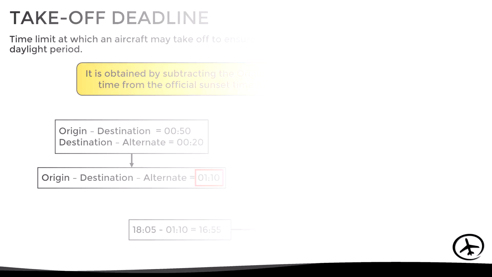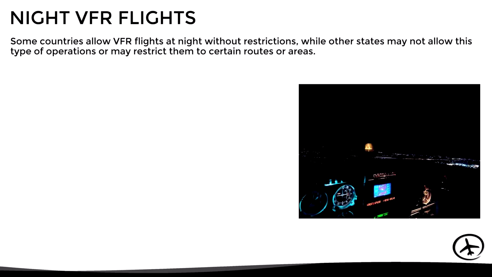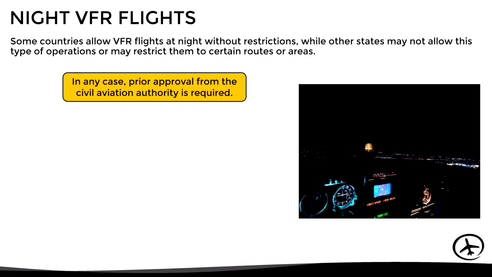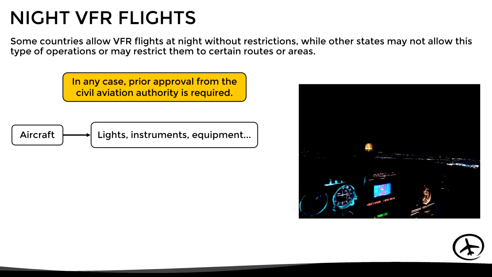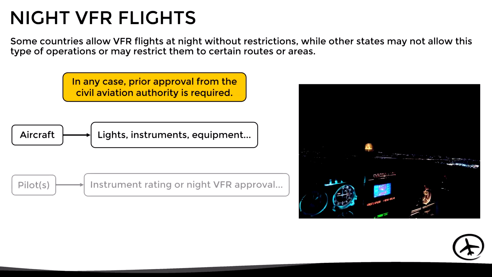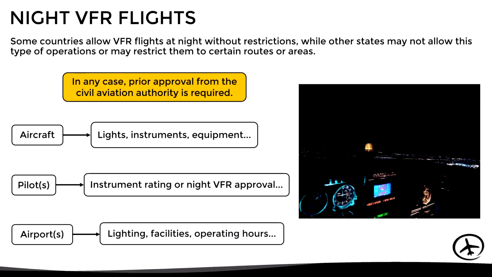Now, in some cases, there is an exception to this rule, since some countries allow VFR flights at night without restrictions, while other states may not allow this type of operations or may restrict them to certain routes or areas. In any case, prior approval from the Civil Aviation Authority is required. This approval will depend on several factors, such as the aircraft lighting, instruments and equipment, the instrument rating or night VFR approval of the pilots, and the lighting, facilities, and operating hours of the airports.